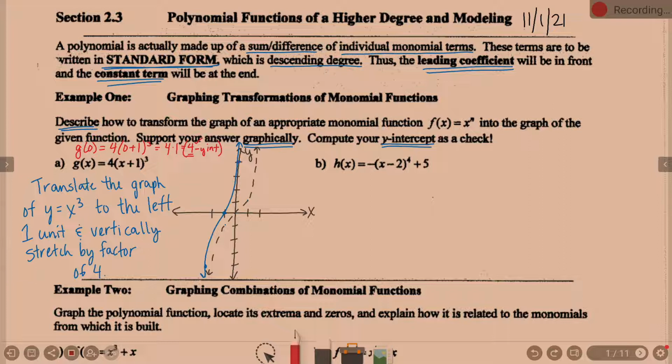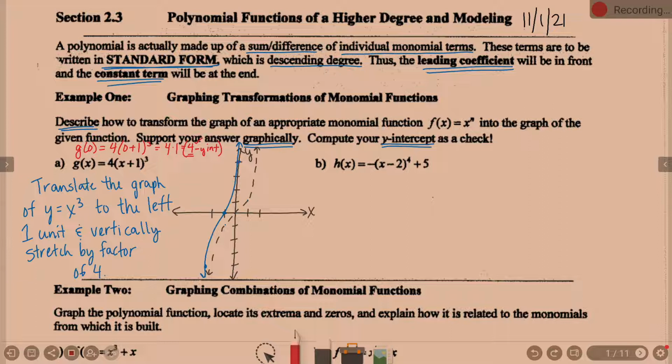If I do a zoom 6, there's x to the third. There's y equals x plus 1 to the third. Okay? So, things to look at, things to consider.